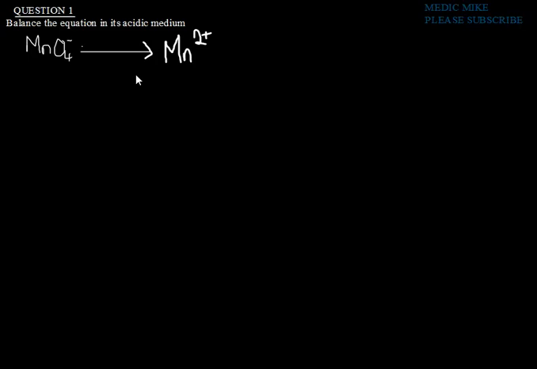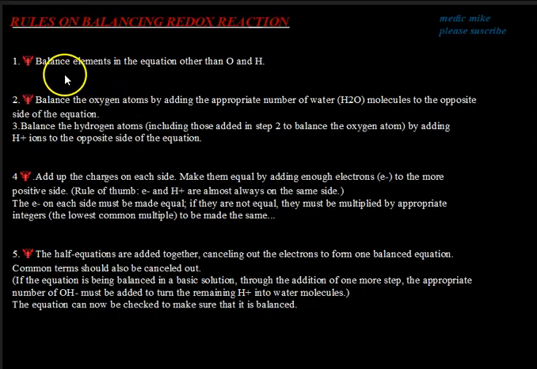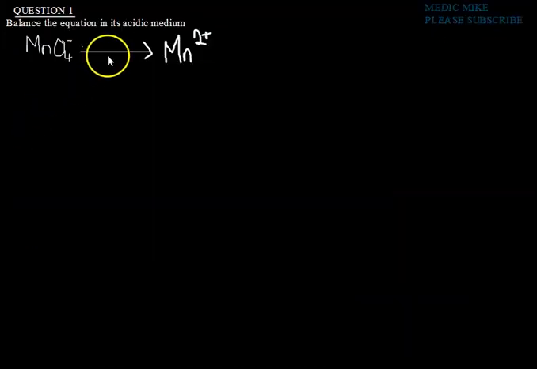Now as plain as this equation is, it could be very tasking to balance in examination conditions when you have less time. So we are going to be breaking it down piece by piece. For our first rule, it says we should make sure that all elements in the equation are balanced other than the O and H. So we are going to check first that the elements are balanced.